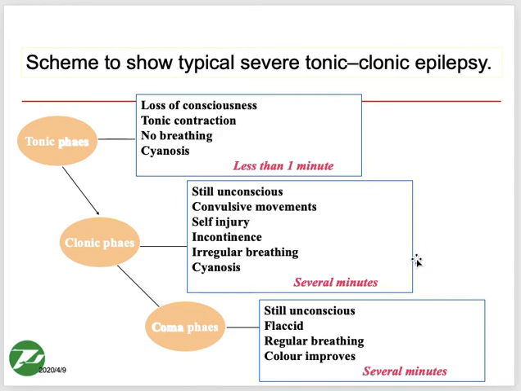Okay, this is what they're showing, a typical clonic tonic epilepsy. See, in the tonic phase, what's going on? Loss of consciousness. There is tonic contraction. There is no breathing, and the cyanosis can be there for less than a minute. Then the clonic phase, still unconscious, convulsive movements will be there. Self-injury can be there, like tongue biting or things like this. Incontinence, irregular breathing, cyanosis, and then there is a coma phase. They become unconscious, flaccid, with regular breathing, and color improves in that one.